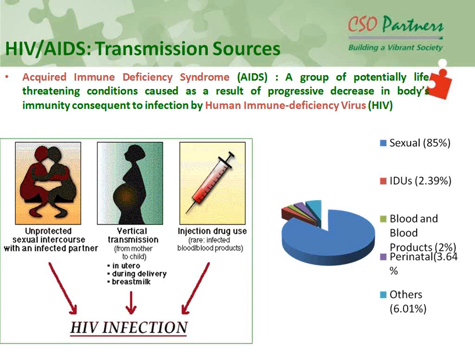Now, many a times, in common use, we use the terms HIV and AIDS interchangeably, but we need to first of all understand that HIV and AIDS are two different terms and they mean very different things. Now, what is AIDS? As we all know, acquired immune deficiency syndrome is a group of potentially life-threatening conditions caused as a result of progressive decrease in body immunity consequent to infection by human immunodeficiency virus. AIDS is the syndrome and HIV is the virus.